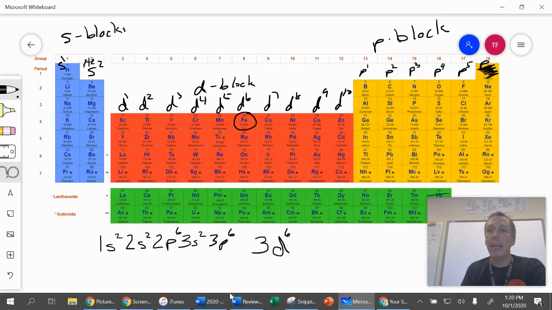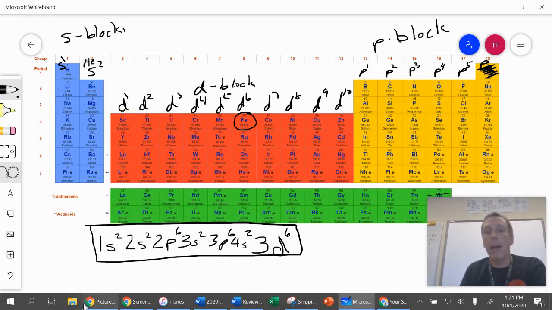After 3p, we're on the 4th energy level now. So s comes next, 4s. And how many electrons fill up s orbitals? 2. And now we're in the D block where iron is. So now we're at the 3D orbital that we expected, and we have 1, 2, 3, 4, 5, 6, which we had already predicted, 3D6. So that is the electron configuration for iron, just by using the periodic table.